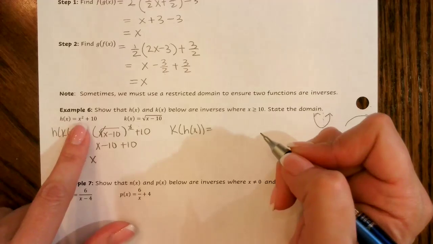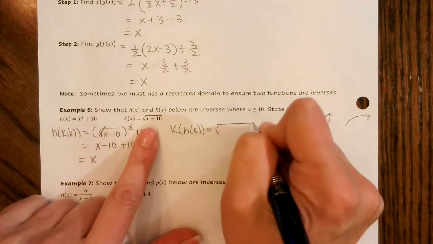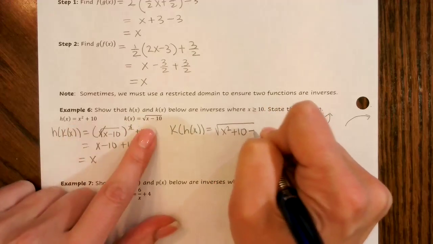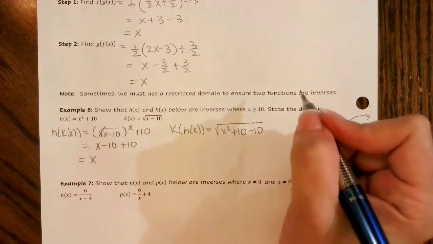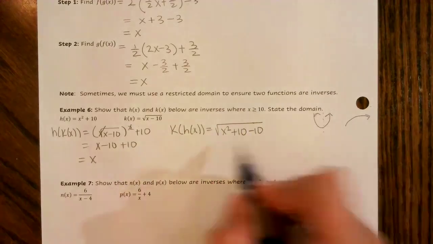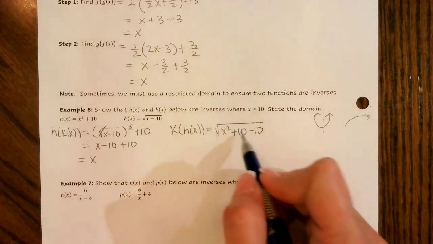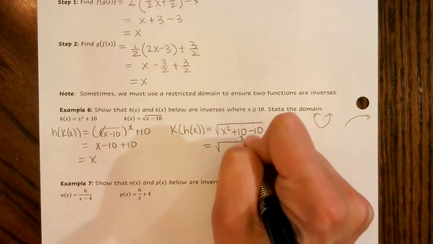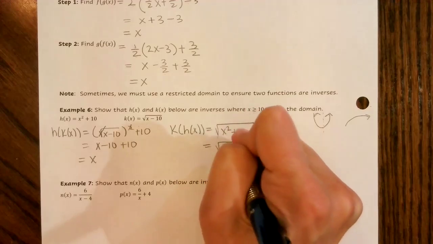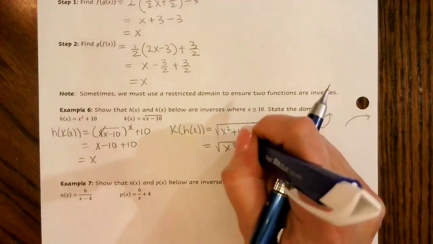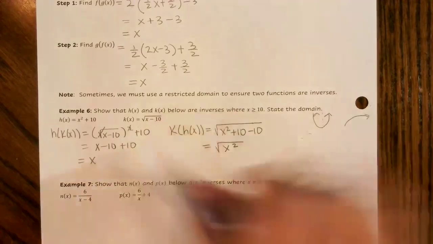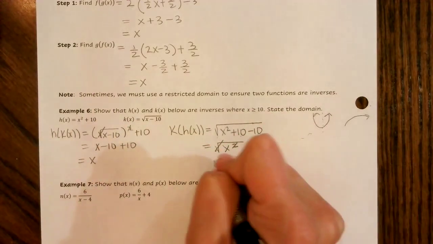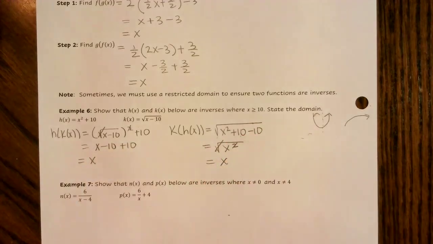And so I'm going to plug h of x into the k of x. And so we get the square root of x squared plus 10, minus 10. This one is especially important for those of you that try and cross everything out. You cannot cross the square root and the square out since we have the plus 10 minus 10. So the first step would be to add the 10 and the negative 10. And so that gives us this right here, square root of x squared. Now I can cross this out since it's the only thing in the square root. And so that gives us x.